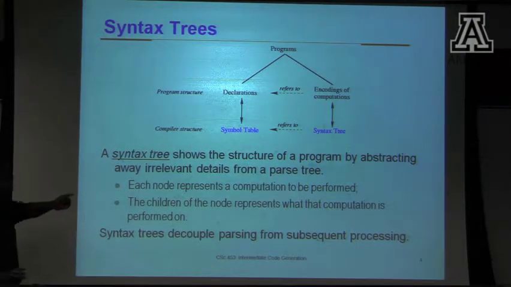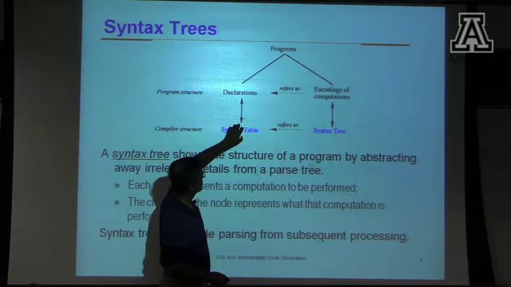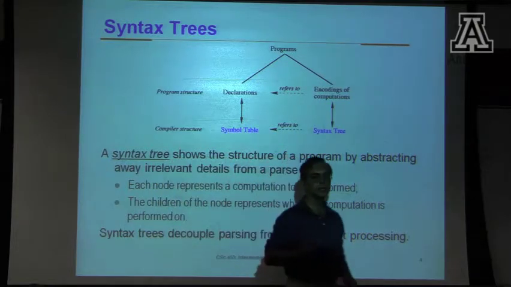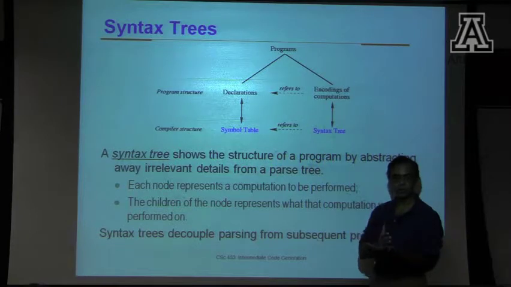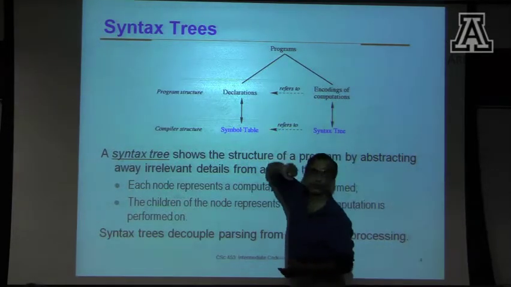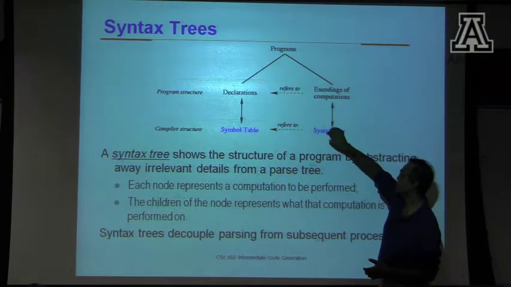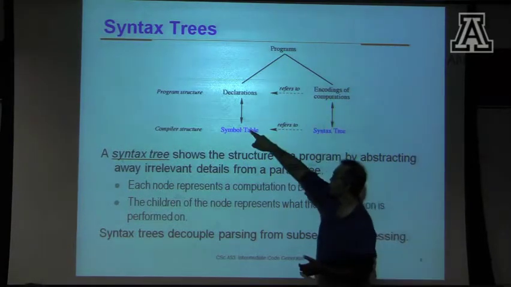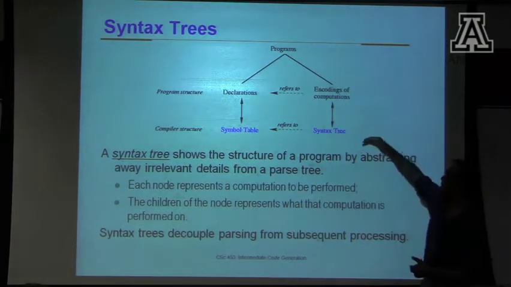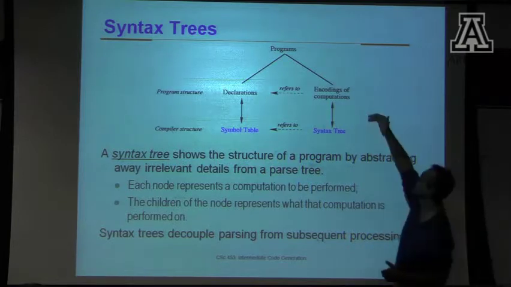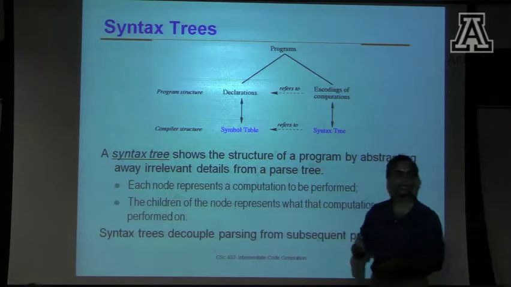But your compiler is keeping track of declarations in the symbol table. And just as the source program encodes computations that operate on these variables, similarly, in the compiler, there's an internal representation that refers to operations on these things that are in the symbol table. So there's a parallel structure. Okay, there's a parallel structure between what's happening at the program level and the internal structures that the compiler is maintaining.